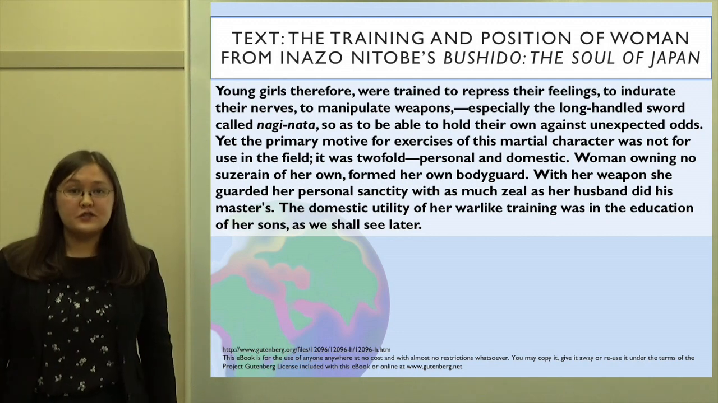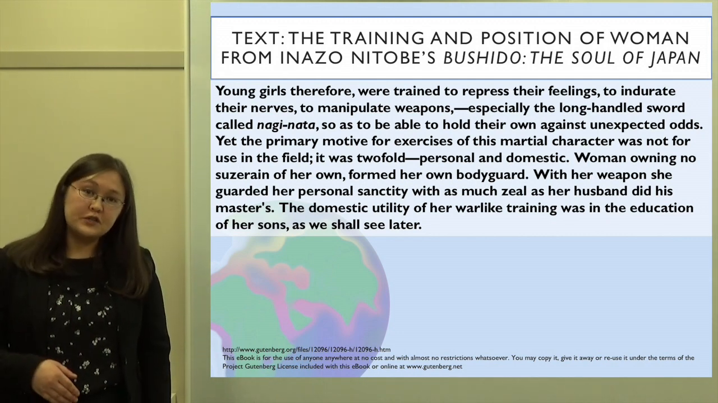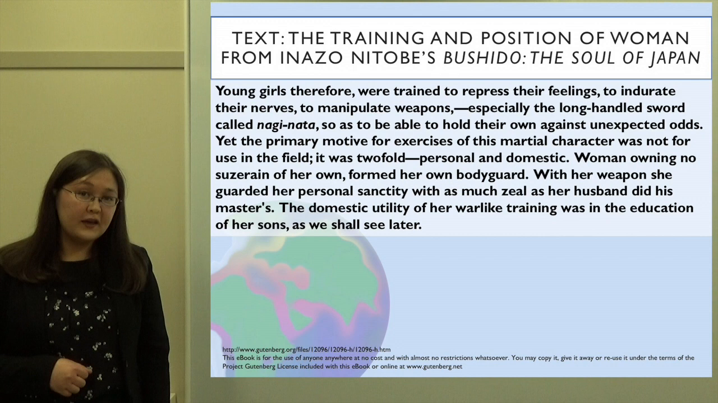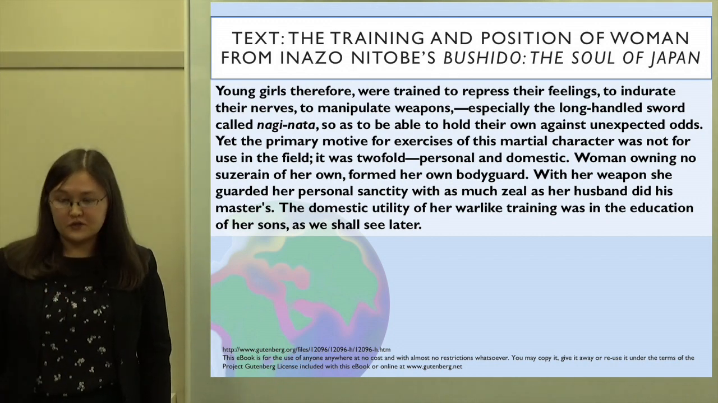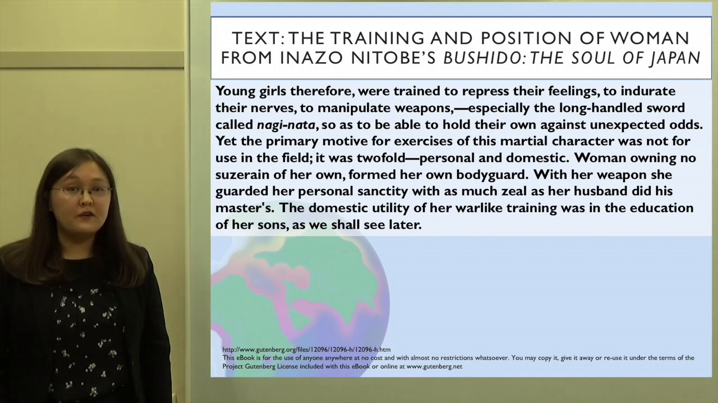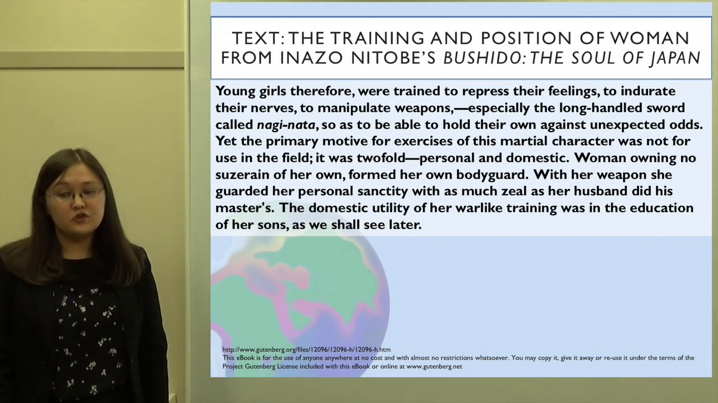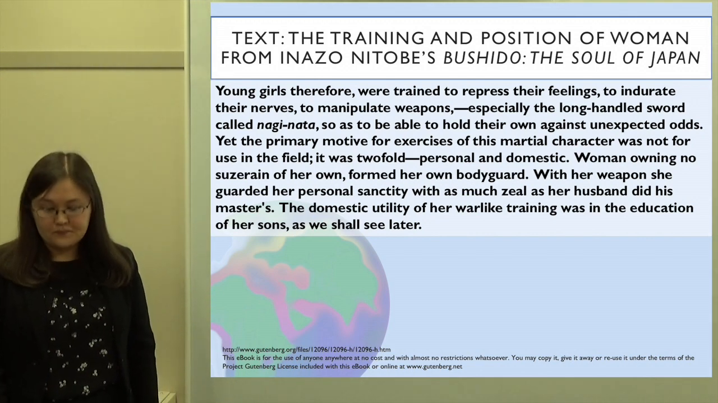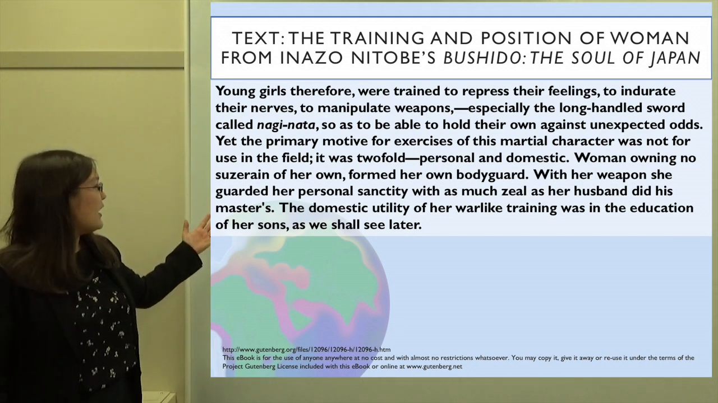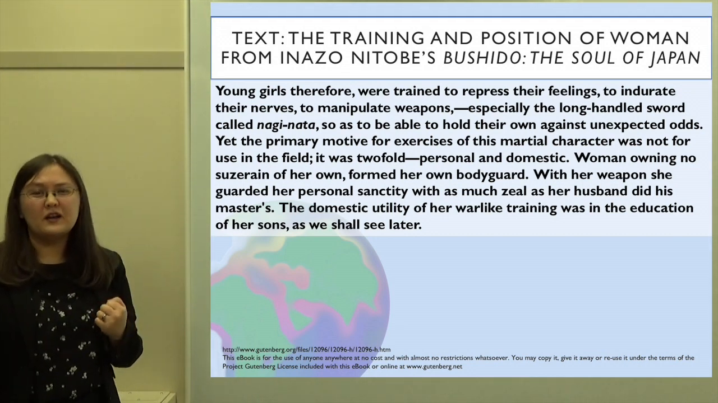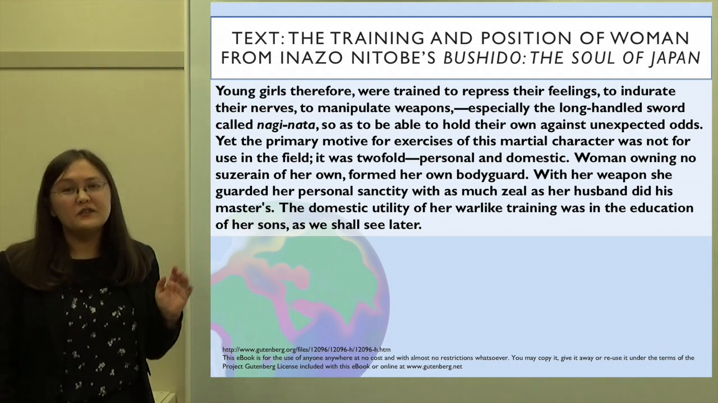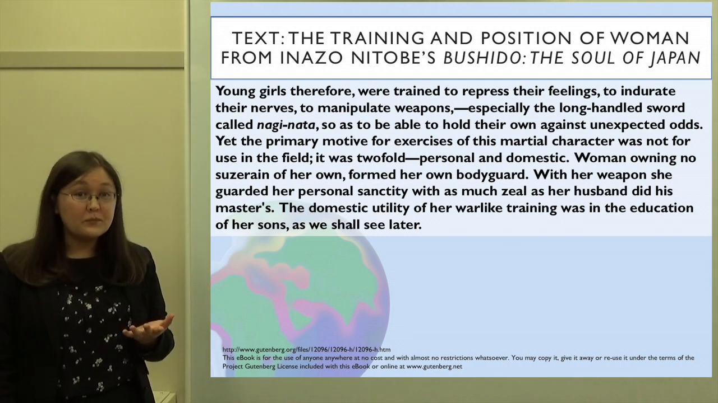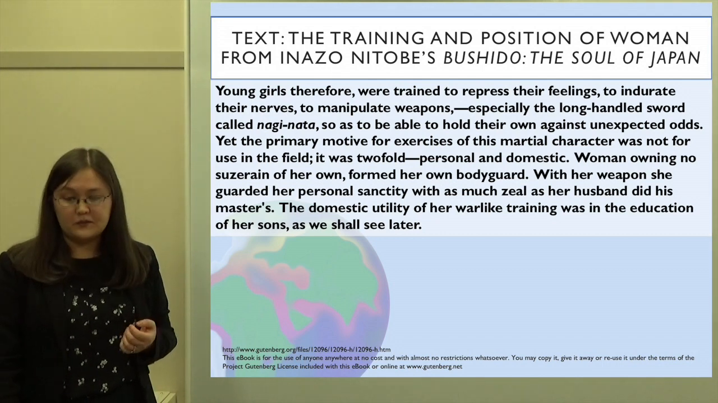So I'm just going to use some text from Bushido, The Soul of Japan, written by Inazo Nitobe, who I study for my own research. This is from a chapter of his book, which is called The Training and Position of Women. When you just look at a large amount of text in English, it can be difficult to know what to look for. How do you know where is a premise and where is a conclusion?